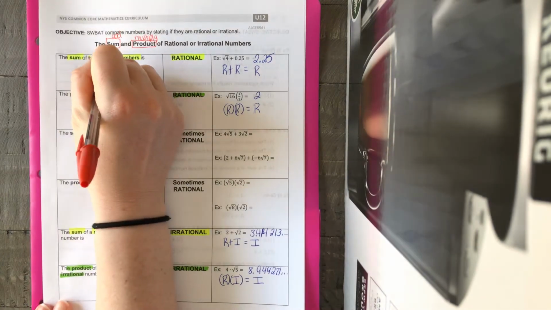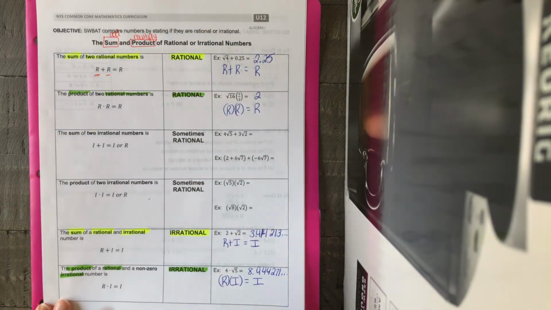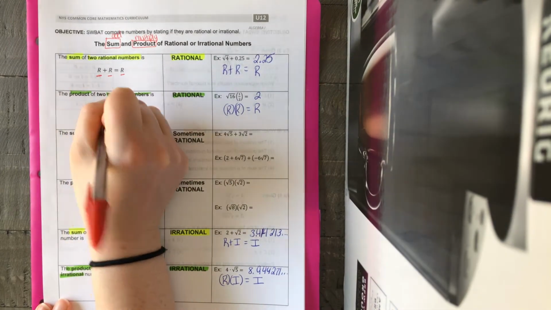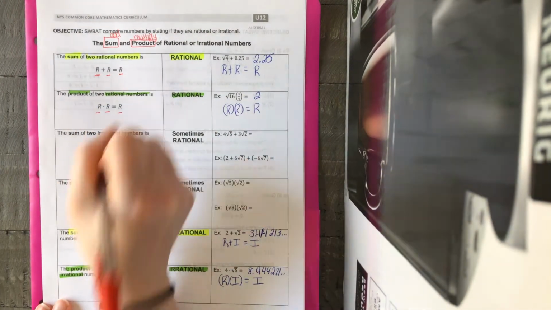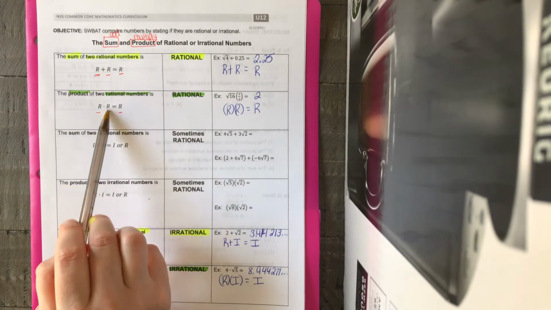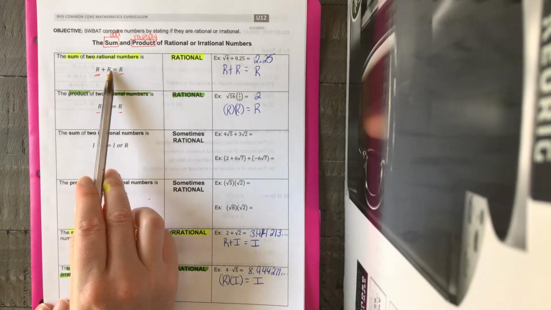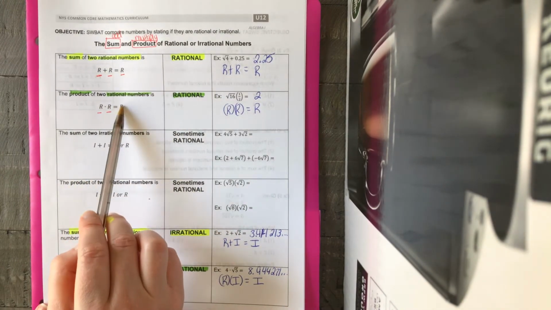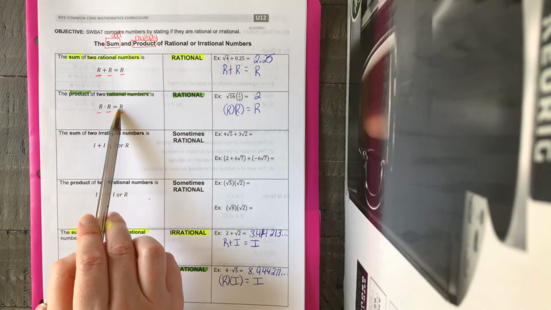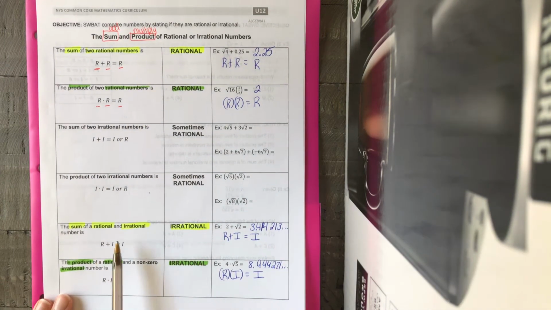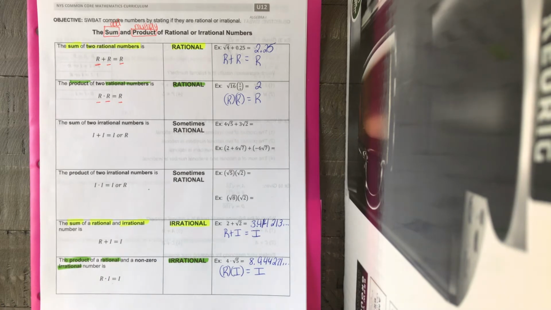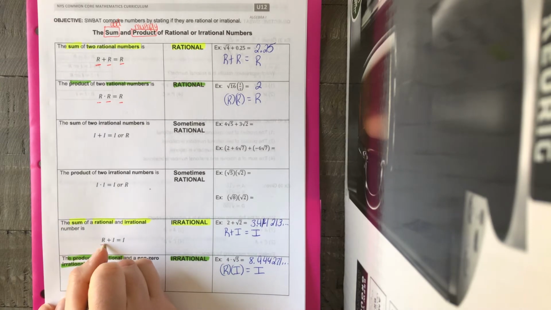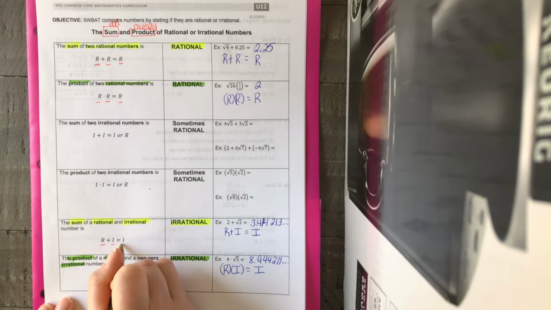Anytime I'm just using R, my answer was R. Whether I'm multiplying or adding with rational numbers, my answer is rational. So hopefully this is an easier one for you to memorize. And then the bottom, I don't want to say it's easy to memorize because it definitely could be tricky, but it's very similar to the top. If I mix R and I, the answer is I.